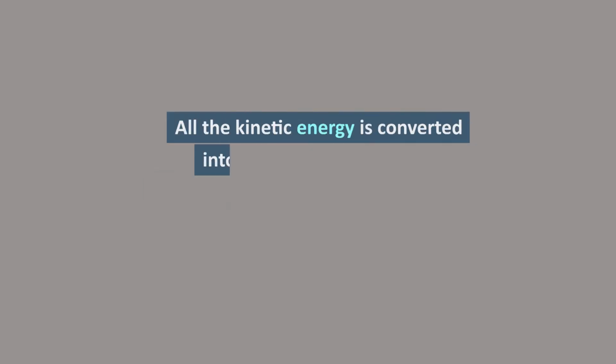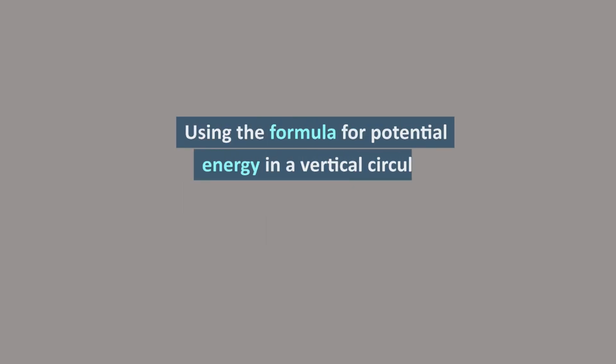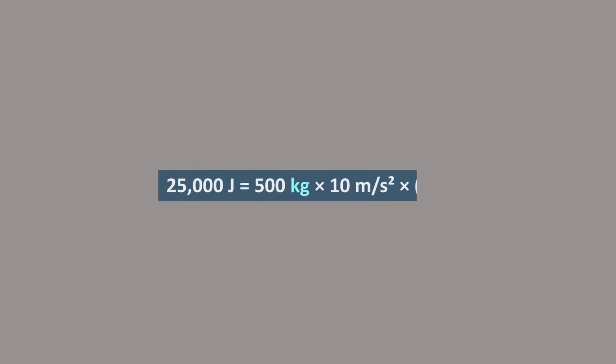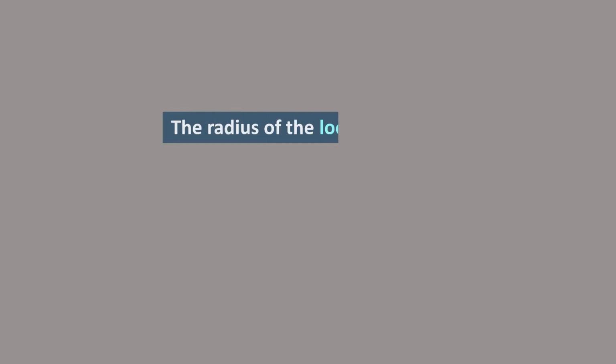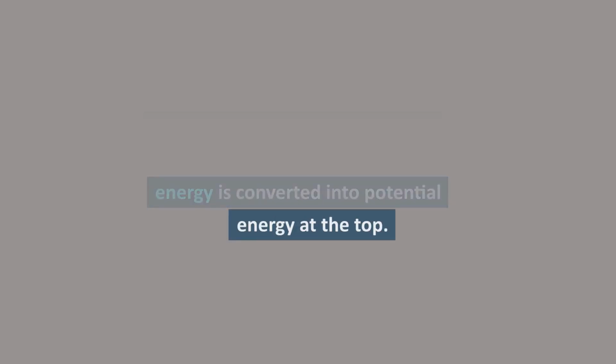All the kinetic energy is converted into potential energy at the highest point of the loop. Potential energy, P, equals K. P equals 25,000 J. Using the formula for potential energy in a vertical circular motion, we can calculate the radius, r. P equals m times g times 2r. 25,000 J equals 500 kilograms times 10 meters/s squared times 2r. r equals 2.5 meters. The radius of the loop is 2.5 meters when all the kinetic energy is converted into potential energy at the top.